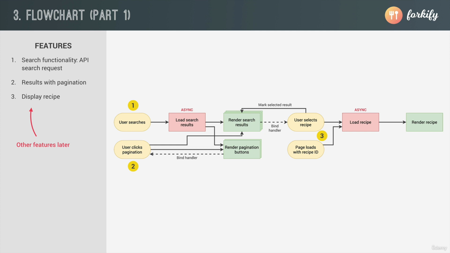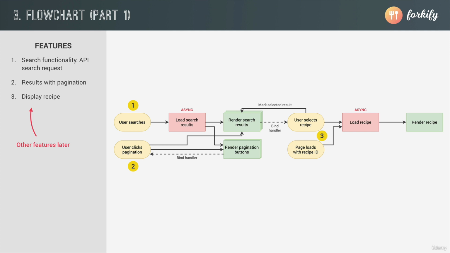All right, and that's actually it for part 1 of the flowchart. And in fact, these are basically already our core features. So the most important features of the application. So searching for recipes, rendering search results, and then also rendering the individual recipe that was selected. And so all this will probably take us half of the section to implement. So there really is a lot to do.